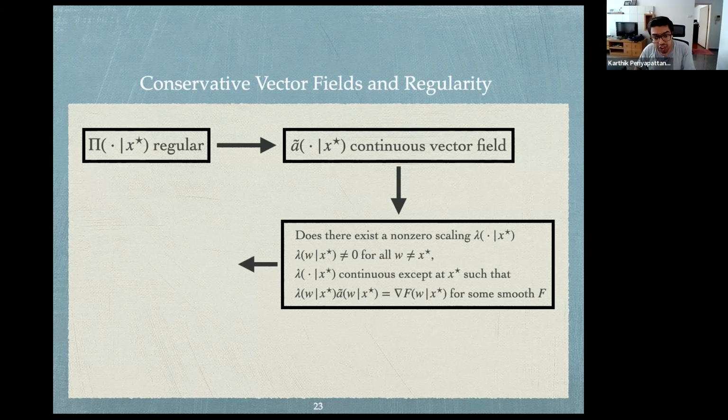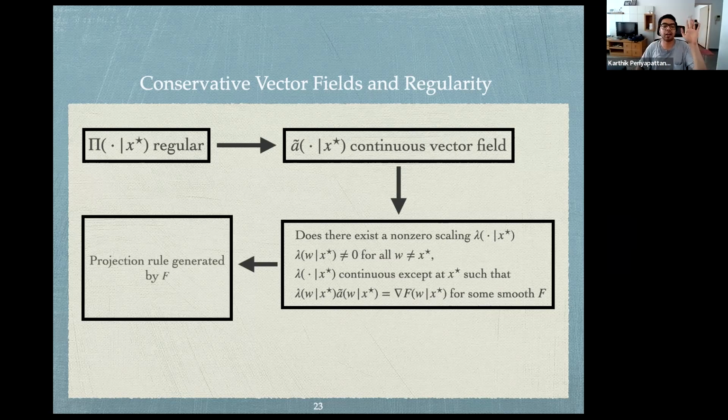If the answer to this question is yes, we can readily conclude that the projection rule pi, which is regular, has to be generated by a differentiable f. There is no extra structure for that f as of now. If the answer is yes, all we can say is that the regular projection rule has to be generated by some differentiable function f. There exists some function which generates it. Unfortunately, this is the question that remains open. We don't know the answer to this question.